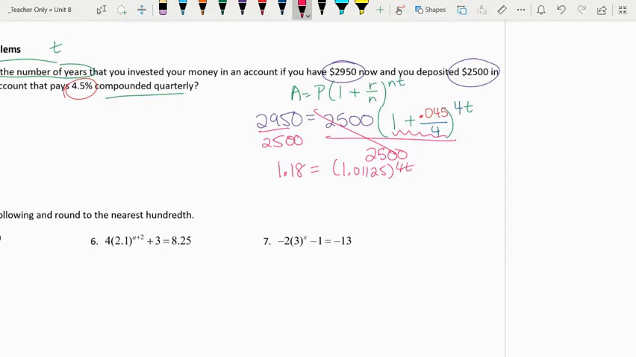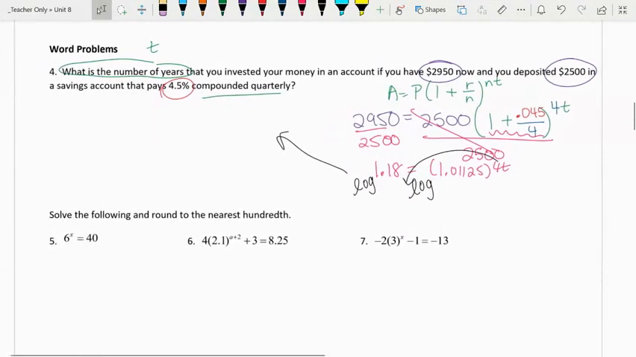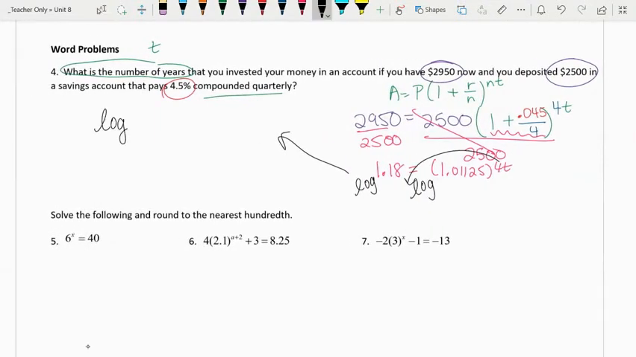So now we're in a similar situation to what we've been in this whole time. We have something raised to a power, and we want to figure out what that power is. We can't get them to be the same base, so we are going to log both sides. When we do that, we can throw the 4t in front. So I'm going to rewrite it over here. We have log of 1.18 equals 4t times log of 1.01125.